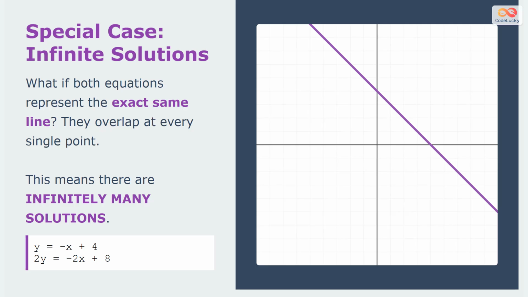Another special case occurs when the two equations actually describe the exact same line. Because the lines overlap everywhere, every point on the line is a solution. This means there are an infinite number of solutions.